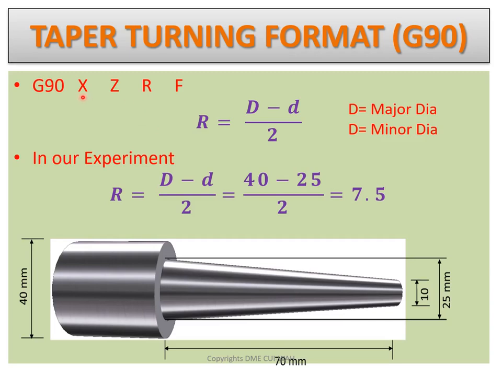Rest all is the same. This X value we have used earlier, this Z value we have used earlier, this F is the feed rate. So all this code is the same, but the only new thing here is the value of R, which is used for the taper turning cycle.